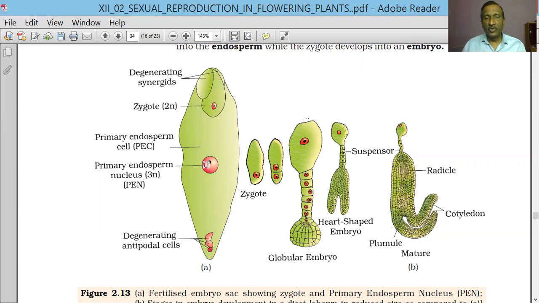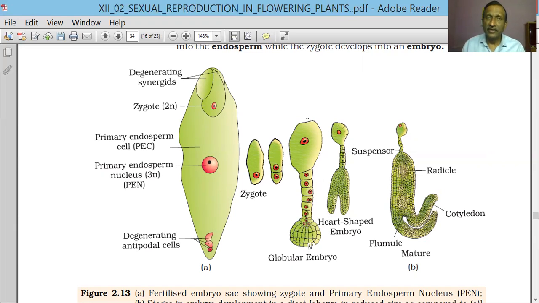Okay, the endosperm we have already spoken about, its role and how its division takes place, so we are not studying that. We are studying how the zygote develops into an embryo. This is the cell that is there, the zygote. It divides into two, one large and one small cell. The large one goes towards one end. The small one continuously divides a number of times and forms a suspensor. So this is the suspensor here.